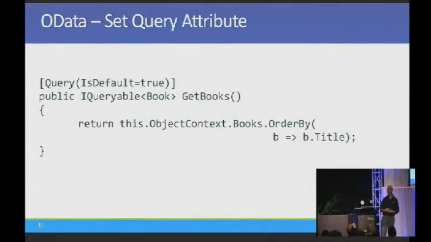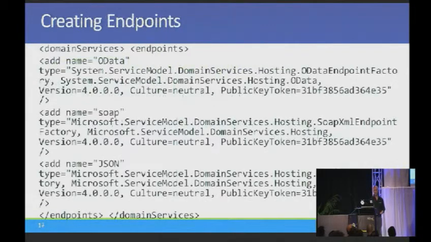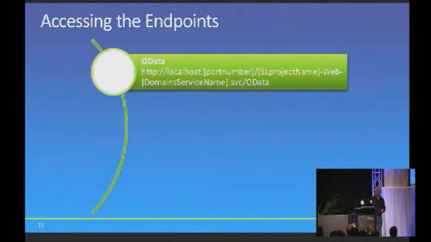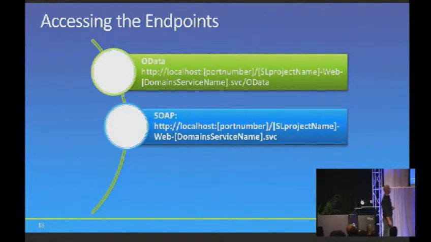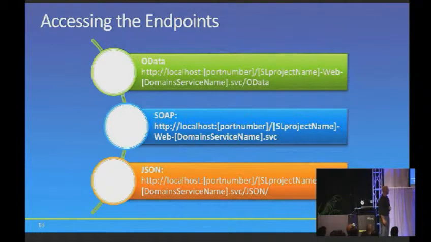And all you have to do is basically set the query attribute on your method that gets generated in the domain service. And what it puts in your config file are these three sections: an OData, SOAP, and JSON. So it just puts those sections in your config file inside the domain services node, and then those endpoints are available, so you can go to your service.svc/OData or JSON. To access them, you just call the name of your web project, .svc/OData, or with SOAP, you just say .svc, or JSON, you stick on JSON. Very simple.